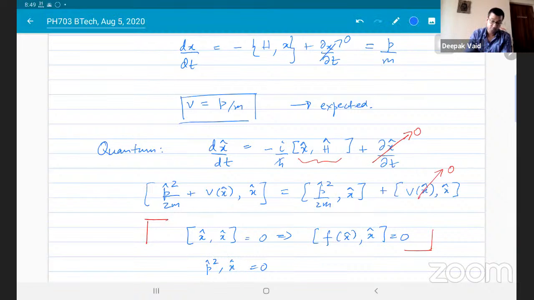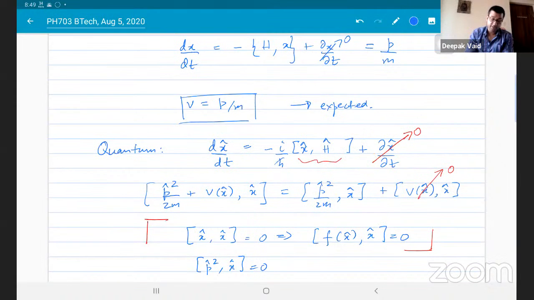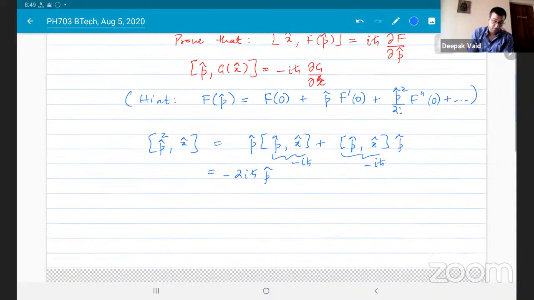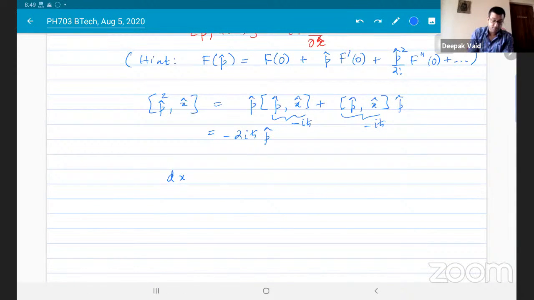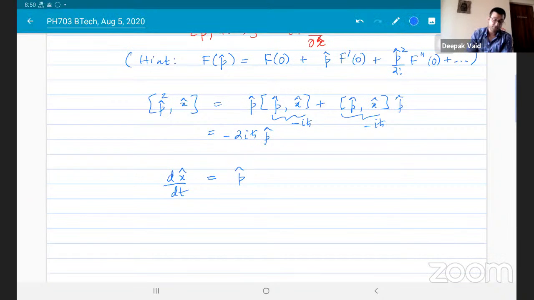I can write the commutator here. Once I insert all of this into this expression, what will I get on the right side? I will find that dx by dt is equal to... when you look at the factor of i over h bar and the factor of 1 by 2m, the 2 and the h bar will cancel out, and the signs of minus will cancel out, and you will be left with this expression.